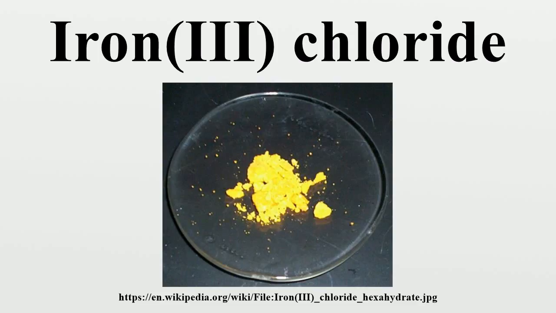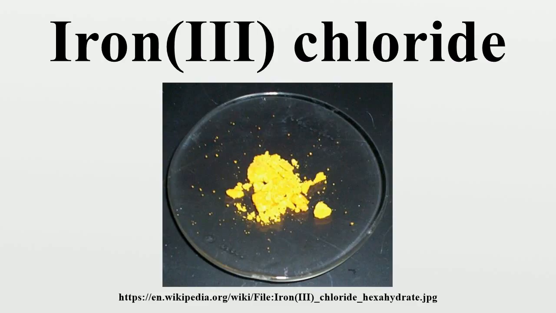Oxidation of iron chloride with oxygen: 4FeCl2 plus O2 plus 4 HCl gives 4FeCl3 plus 2H2O. Reacting iron with hydrochloric acid, then with hydrogen peroxide. The hydrogen peroxide is the oxidant in turning ferrous chloride into ferric chloride.